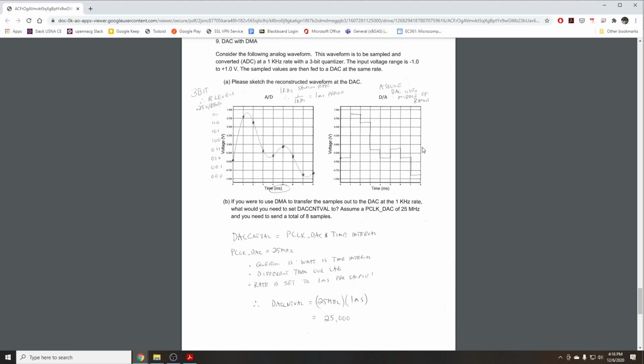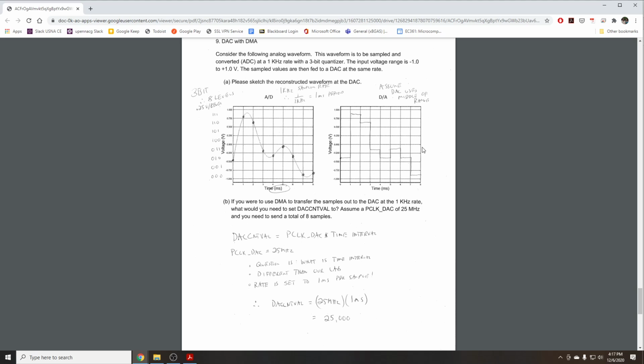Okay. So part B: if you were to use DMA to transfer the samples out to the DAC at a 1 kilohertz rate, what would you need to set DAC count val to? Assume a peak clock of 25 megahertz. So we're doing things at a rate of 25 megahertz, which means 25 million cycles per second, right? We want to transfer at a rate of 1,000 samples per second. So we're basically just going to divide 25 megahertz by 1 kilohertz. And that gives us our cycle count of 25,000.